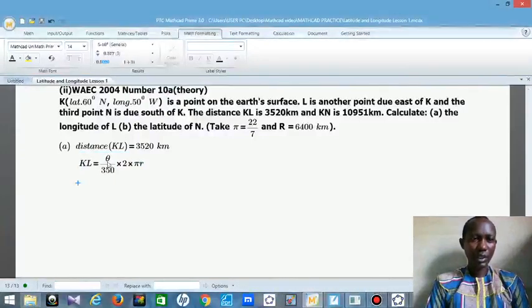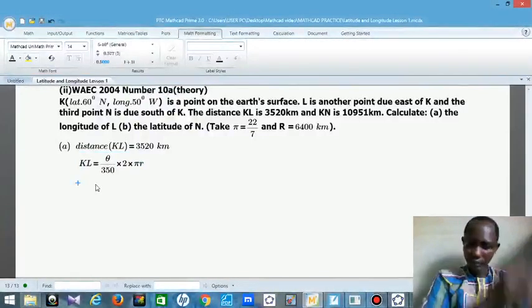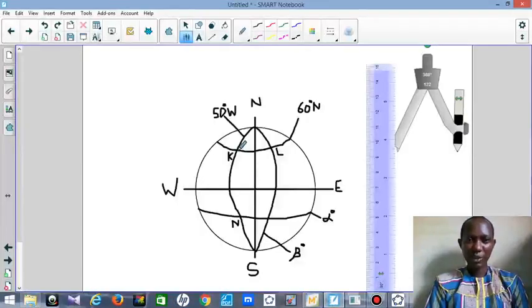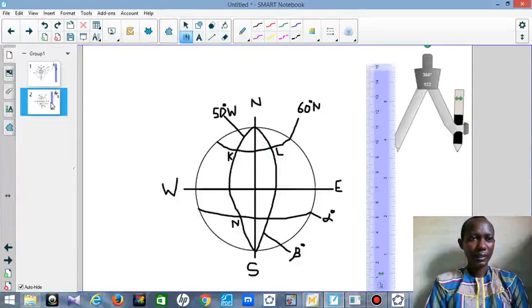Then now, what is the angle? This theta is very, very important. Remember, theta is the angle between the two points, so the angle between K and L. So how do we get the angle between K and L? We don't know it now. You can see from the sketch we don't know the angle between K and L.